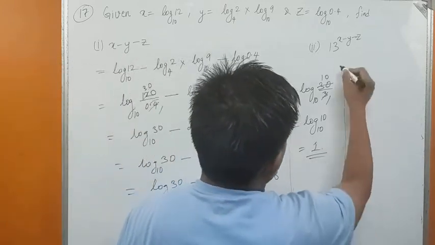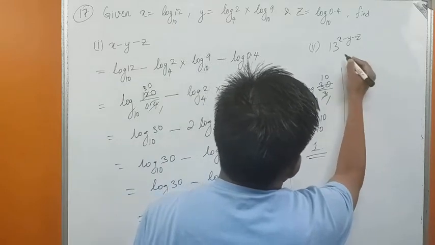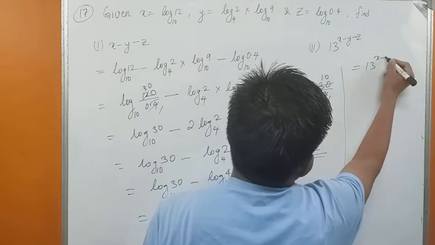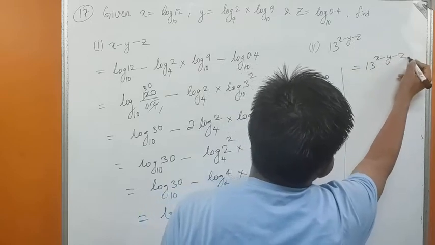Now let us do question number 2. So we are asked to find the value of 13 raised to the power x minus y minus z, isn't it? x minus y minus z.